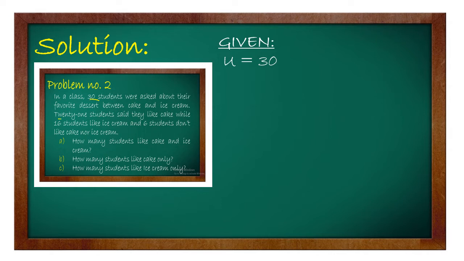And then, sabi niya, 21 students said they like cake. So, ibig sabihin, we have the set C, which is equal to 21. And then, there are 16 students like ice cream. So, that means we have the set I, which is equal to 16. Now, the 6 students, it says that they don't like ice cream nor cake. Ibig sabihin, that refers to the complement of the union of set C and set I.